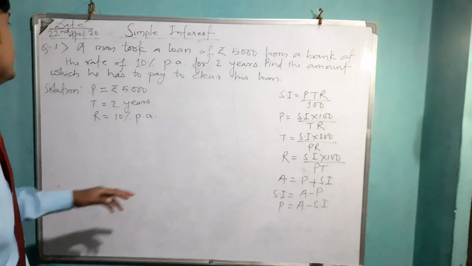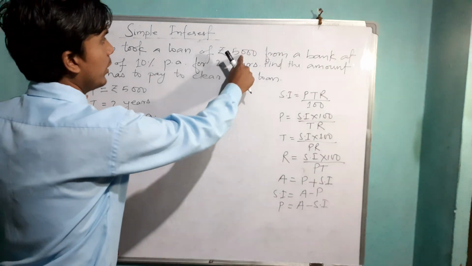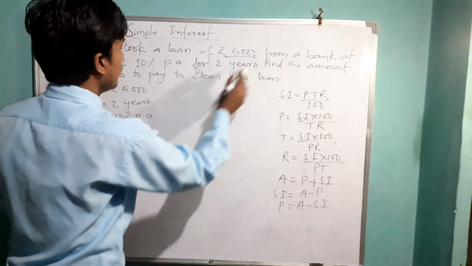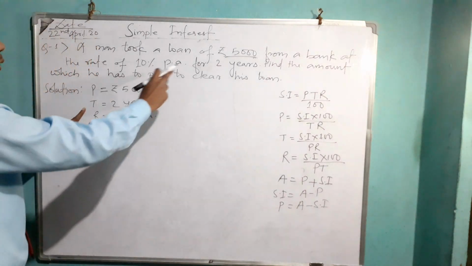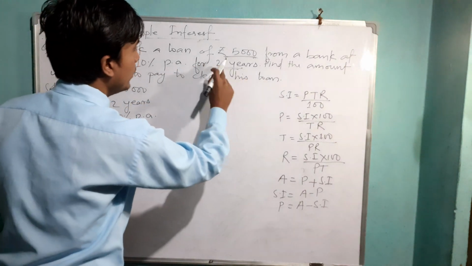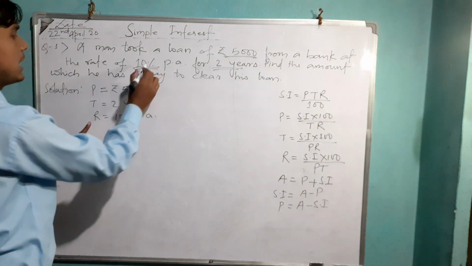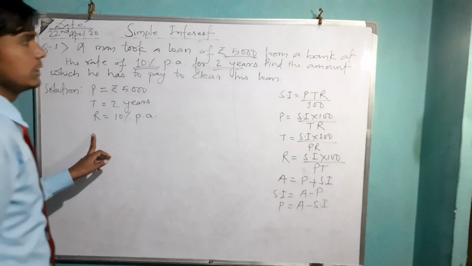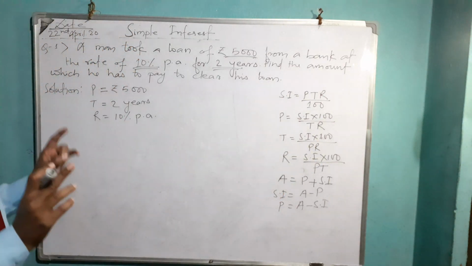In this question we are told the principal, the amount the person took as a loan, is 5,000. So this will be called the principal, as I have written here. Then, for how many years did he take the loan? For 2 years. So time is 2 years. Then the rate is mentioned here, 10%. Then we are asked to find the amount of money which he has to pay to clear his loan.